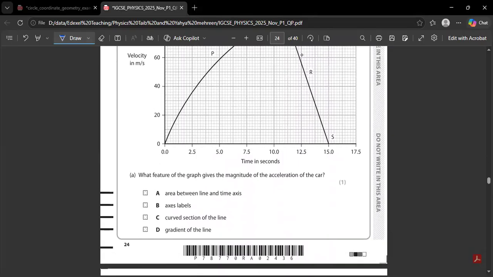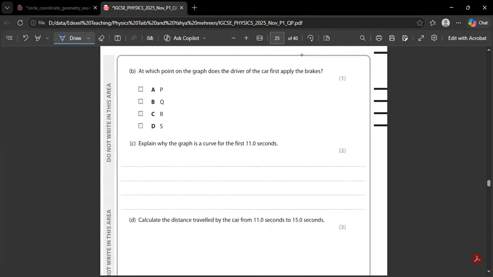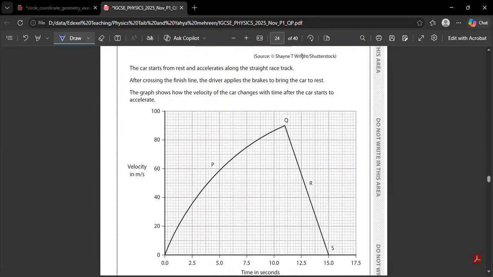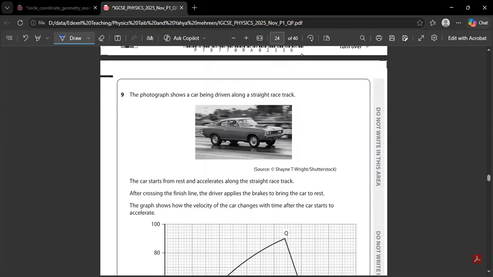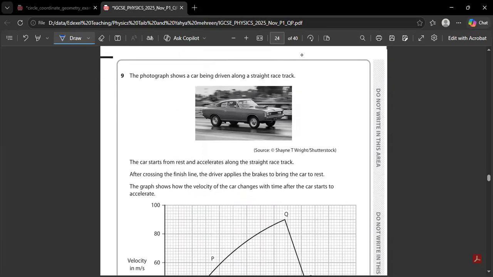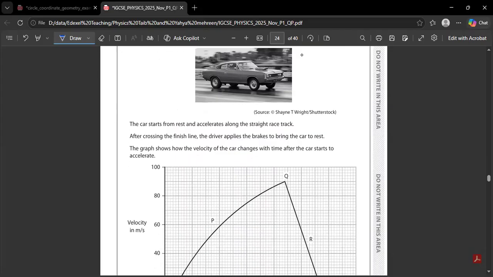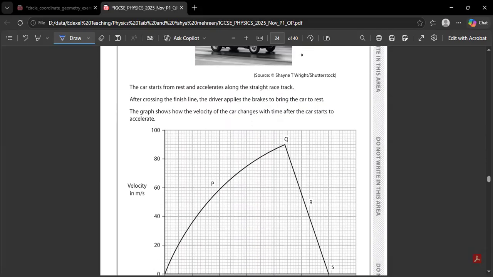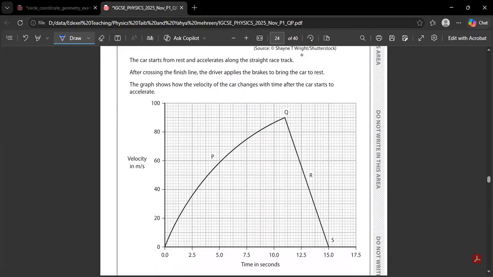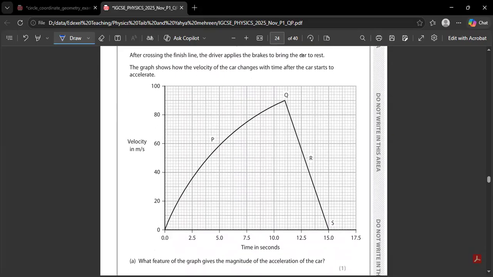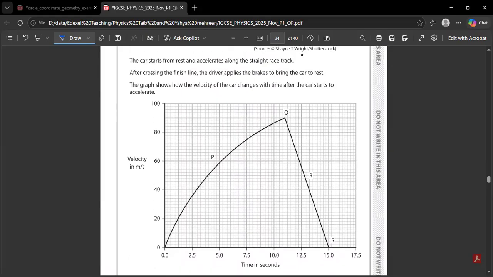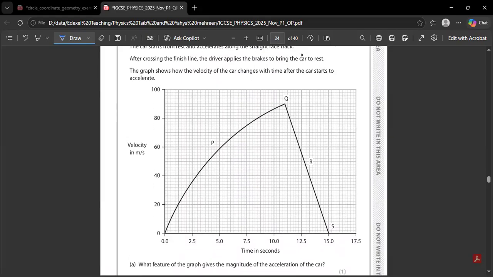Oh, wow. Again, we have got a question on the velocity time graph. The photograph shows a car being driven along a straight race track. The car starts from rest and accelerates along the straight race track. After crossing the finish line, the driver applies the brakes to bring the car to rest. And the graph shows how the velocity of the car changes with time.